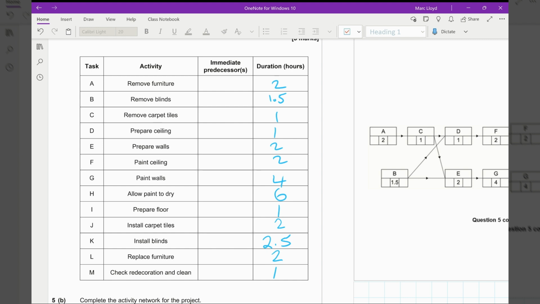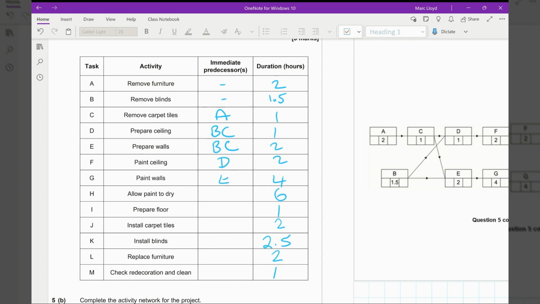Now, the predecessor means what happens before it. So for A, there's nothing that happens before it. On the diagram, it's got nothing beforehand. The same is true for B. Now, C has A feeding into it. So A will be the immediate predecessor. D has got C and B. So I'll put these alphabetically, B and C. E has got also B and C feeding into it. F only has D.